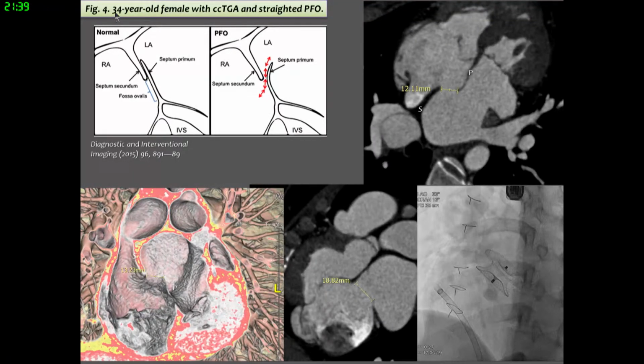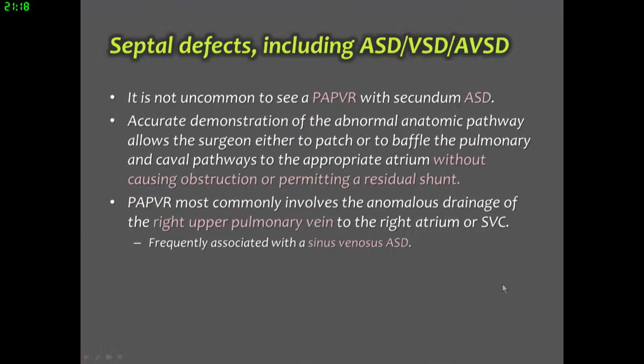This is a 34-year-old female patient with CCTGA. Malaligned septum secundum and septum primum make the device closure difficult. This is a septum secundum, and this is a septum primum, and the defect is a stretched PFO. After thorough pre-procedural planning using CT scan, device closure was successfully done. It is not uncommon to see a PAPVR with a secundum ASD.